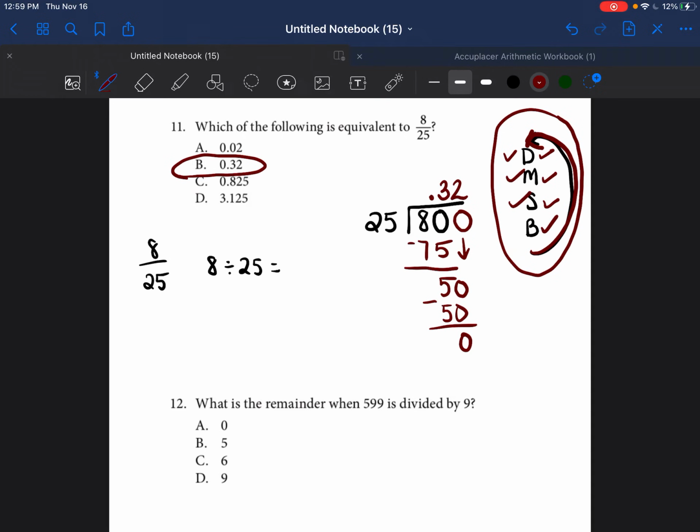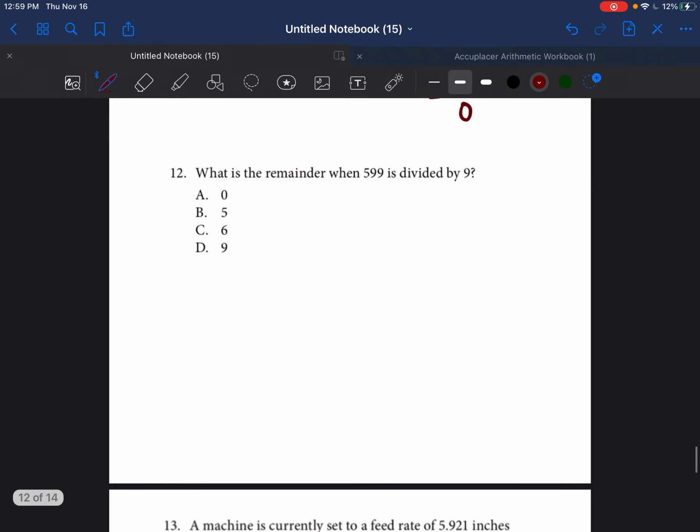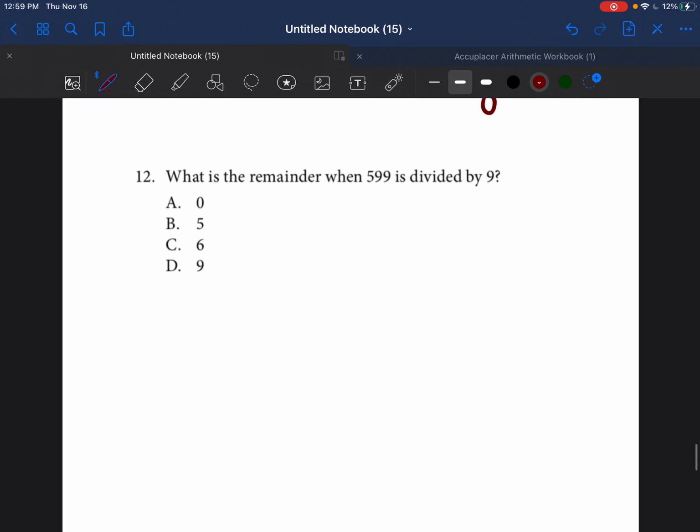If you need more practice, my workbook has a few practice problems where you can do long division and you can just practice it out. Okay, so another long division problem, but we're going to be okay. What is the remainder when 599 is divided by 9?